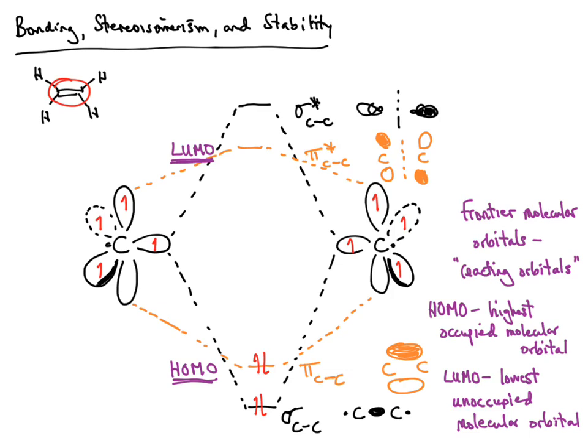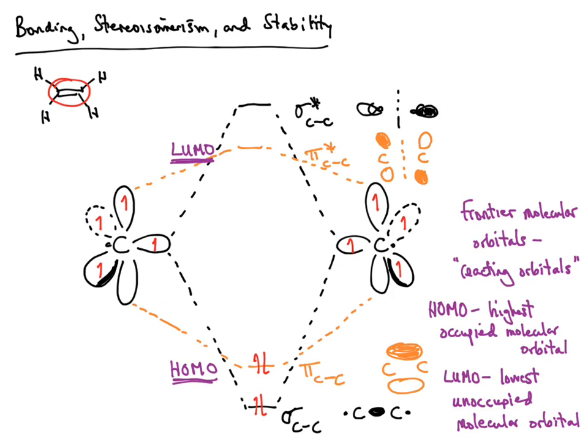So the HOMO is the highest occupied molecular orbital. It's higher in energy than the sigma CC. The pi CC is higher in energy than the sigma CC. So it's the highest energy pair of electrons we have, and it's the one that's going to be used if we take ethylene and we react it with something else. We don't want to take electrons that are lower in energy. We want to take electrons that are higher in energy and react them.